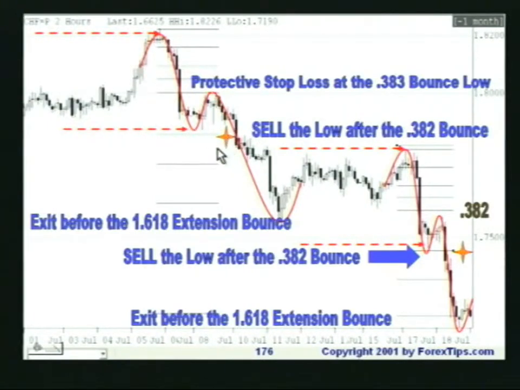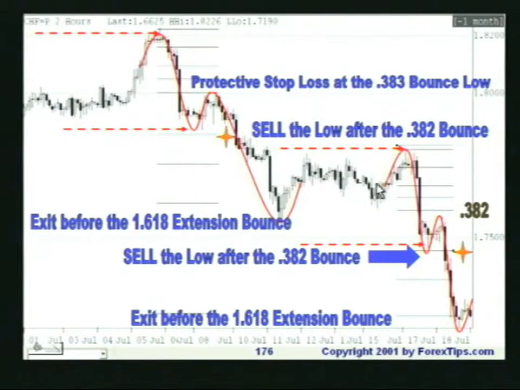Now, if you sell that low, your protective stop loss order is going to be at the last high, which is where it bounced. It lends itself to a great equity management trade. Look at the profit. You'll get out before it hits the 1.27 extension, which was right here. Here's your profit. These make great day trades.